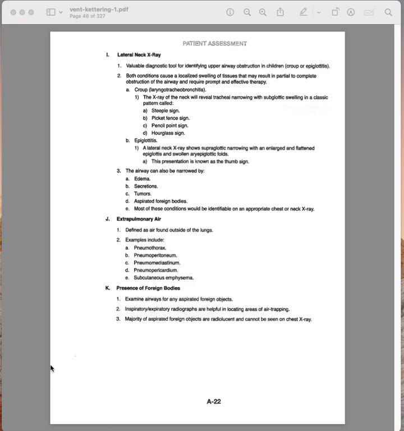Presence of foreign bodies: examine the airway for an aspirated foreign object. Inspiratory and expiratory radiographs are helpful in locating areas of air trapping. The majority of aspirated foreign bodies are radiolucent and cannot be seen on chest X-ray.